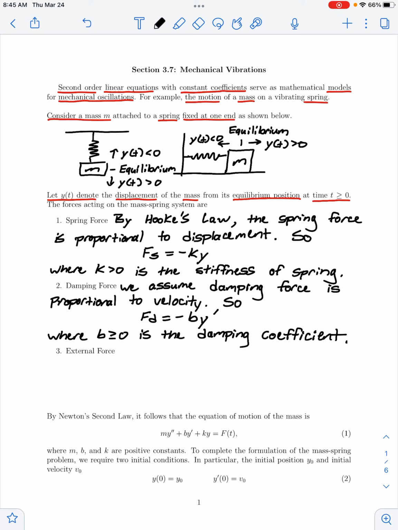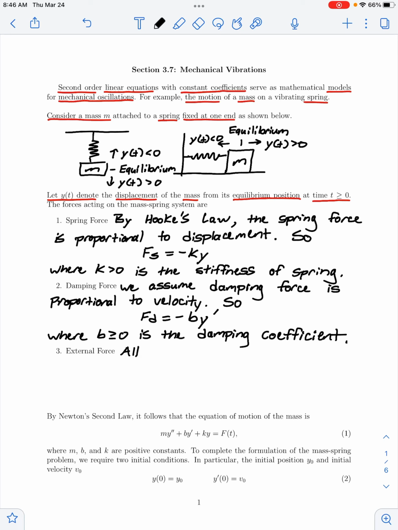And then the last type of force that we'll consider for this system would be external forces. So any other force acting on this system is considered as external to the system. And these would be forces such as someone coming along and touching the mass, altering its motion, perhaps shaking the mount or the spring itself that the mass is attached to.